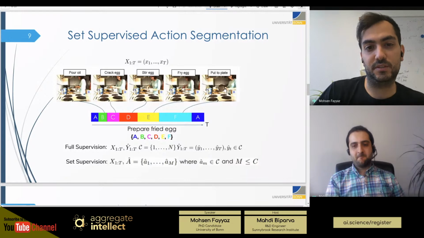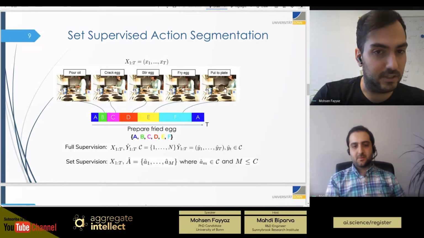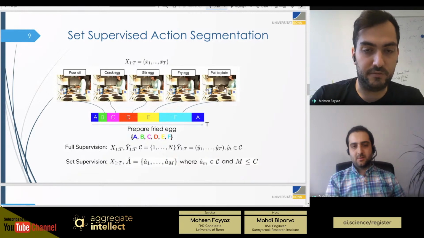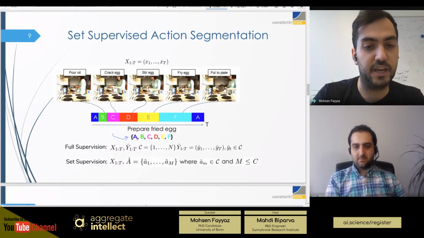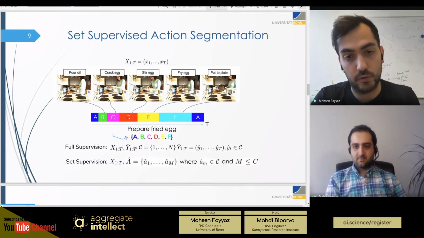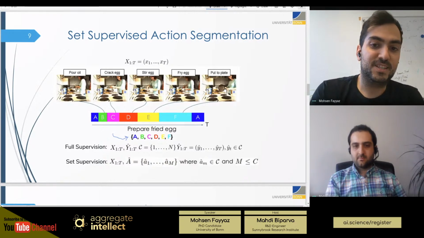What do we mean by a set of actions? Again, we have the video, we have the input frames. However, for the actions, we don't know the order and we don't know the number. So we know the action A has happened. How many times? We don't know. In which order? We don't know.